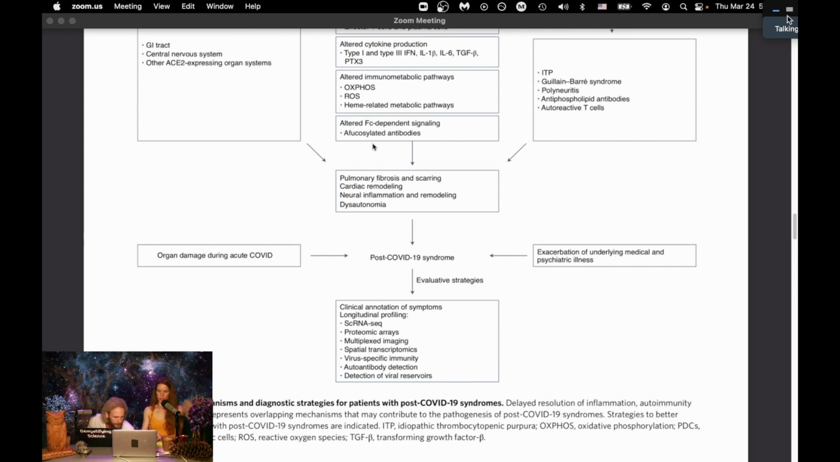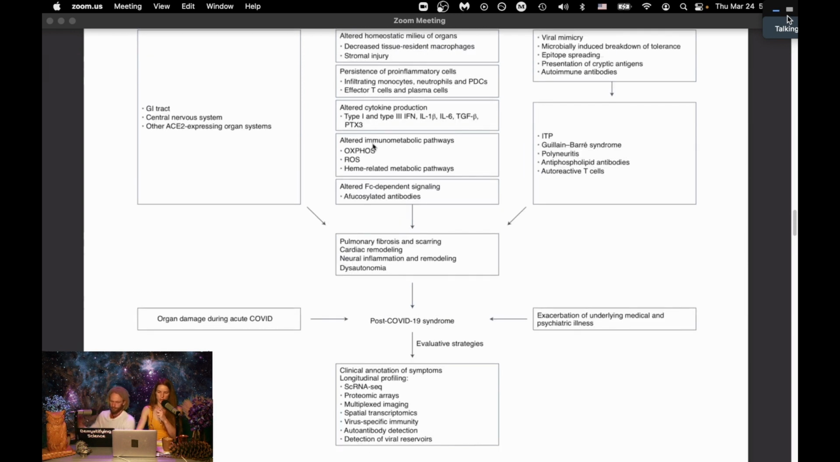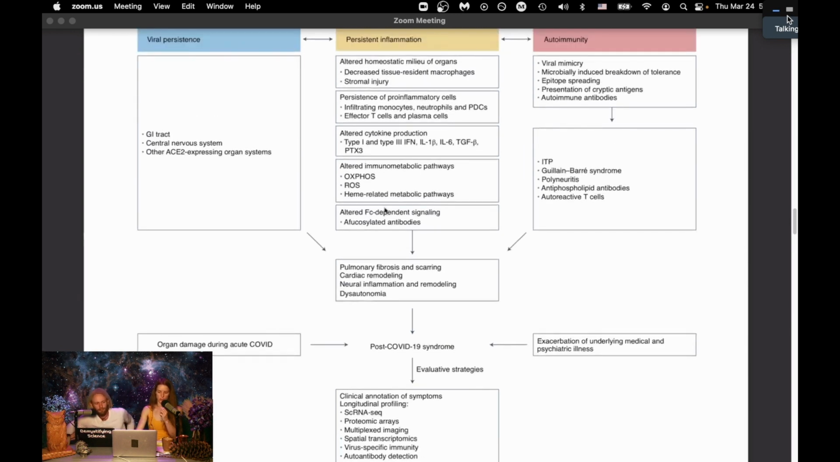Yeah. Dysautonomia is the involuntary functioning of your nervous system. And so your blood pressure and your heart rate and your sweating patterns and responses get to be kind of screwy in the aftermath of all of this. And again, the things that lead to it, for the most part, are this persistent inflammation, because right now they have it drawn where viral persistence and persistent inflammation and autoimmunity are kind of all on the same level.